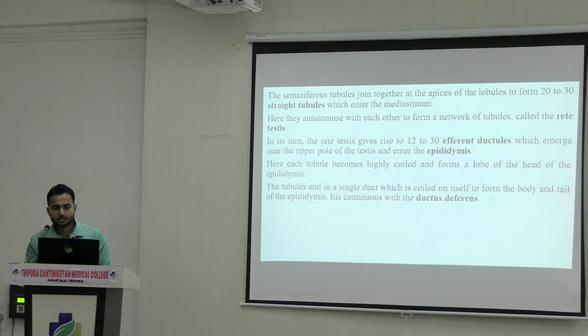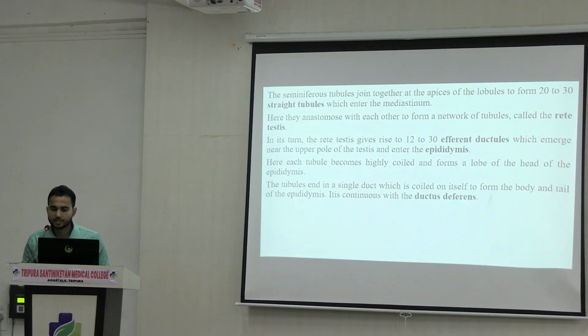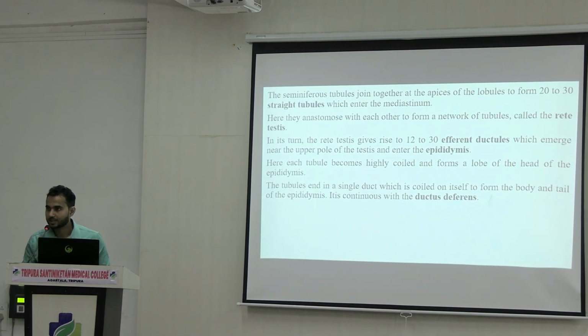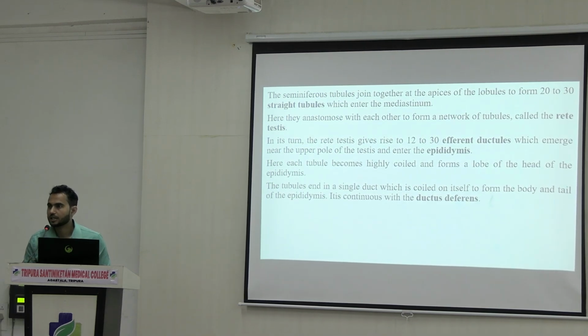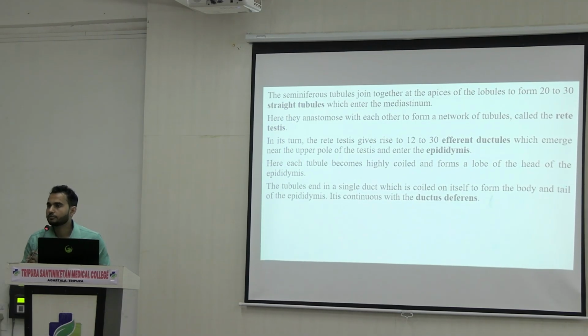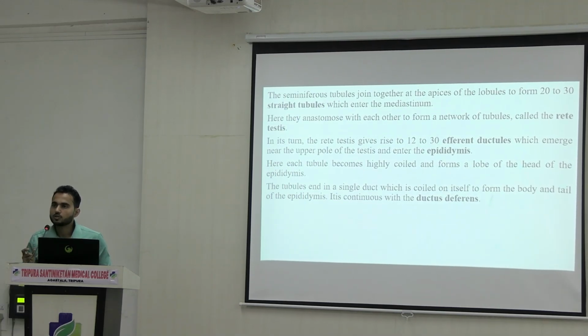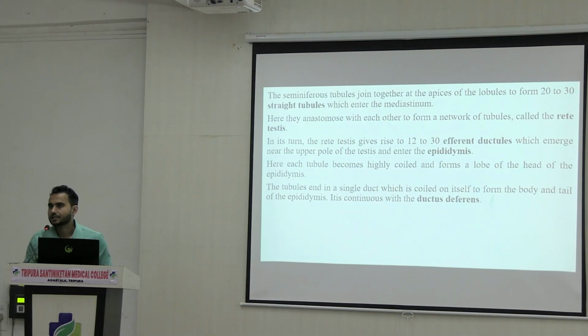After that, the rete testis will give rise to 10 to 20 efferent ductules, which emerge near the upper pole of the testis and then enter the epididymis. Those efferent ductules ultimately form a highly coiled tube. That highly coiled tubule forms the body and the tail of the epididymis, and then the epididymis will continue as the vas deferens.